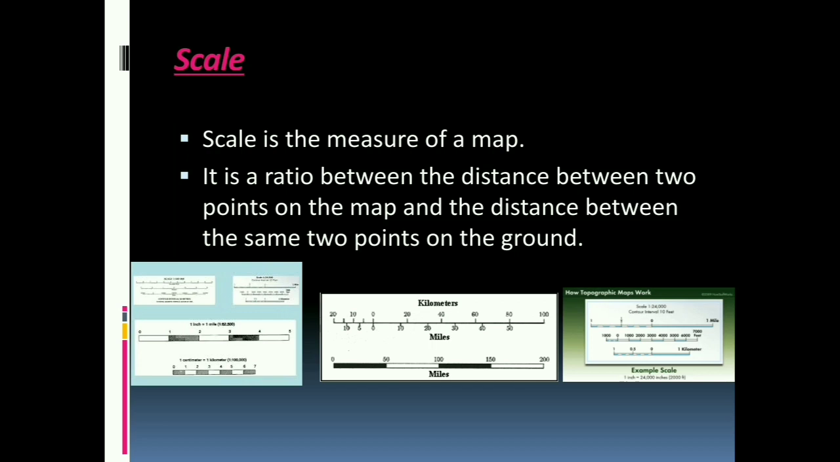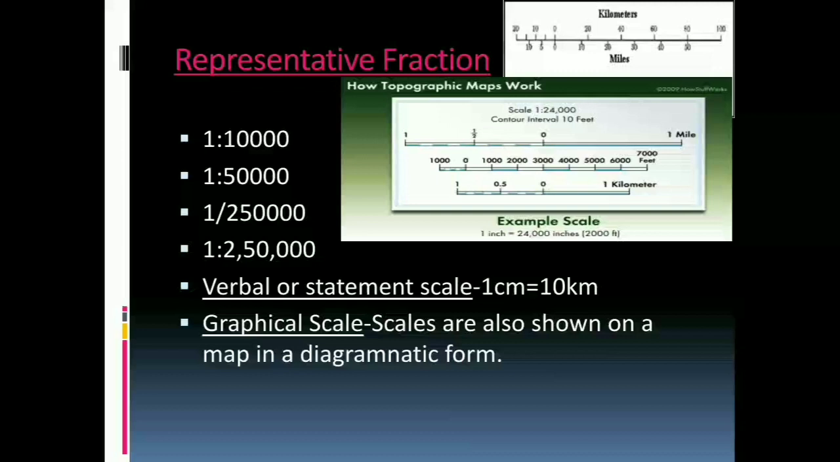Scale is always given on the map so that the person using the map can measure or estimate distance on the map. Now we come to representative fraction. It is denoted in figures like 1 ratio 10,000, 1 ratio 50,000, etc. 1 ratio 10,000 means 1 centimeter on the map represents 10,000 centimeters on the ground. And the scale of 1 ratio 50,000 means 1 centimeter on the map represents 50,000 centimeters on the ground, or 500 meters or half a kilometer, or in other words 2 centimeters on the map would represent 1 kilometer on the ground.